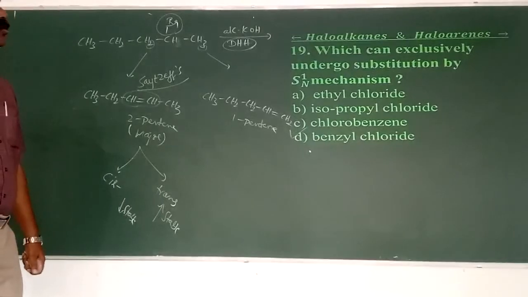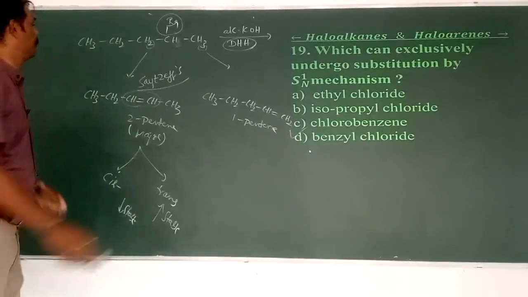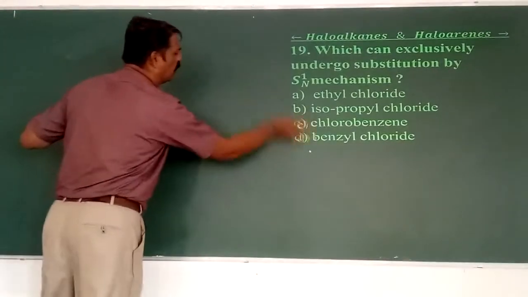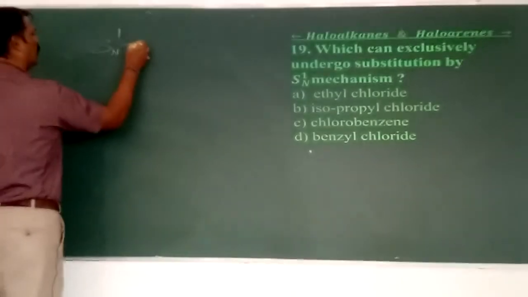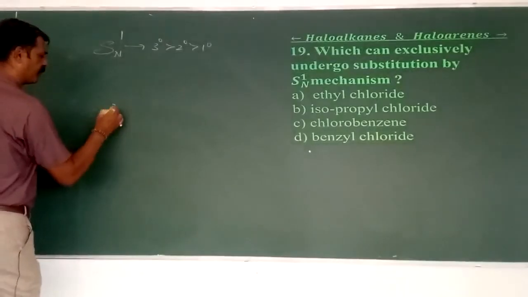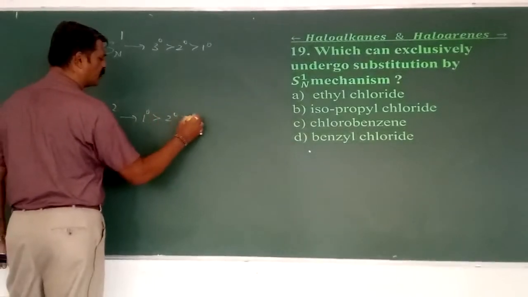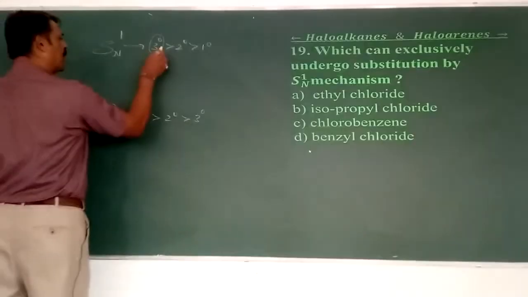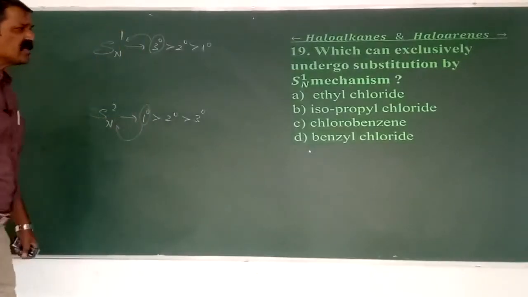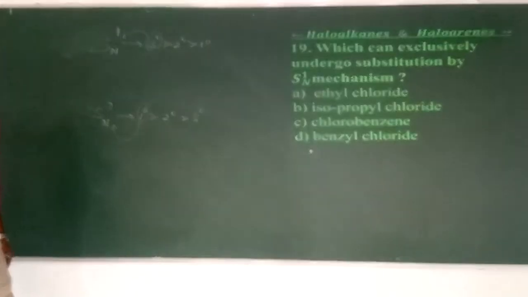Next: which can exclusively undergo substitution by SN1 mechanism? One thing you must be very clear about. SN1 order is tertiary greater than secondary greater than primary, whereas SN2 is primary greater than secondary greater than which one? Tertiary. Exclusively by SN1 mechanism means it has to be tertiary.